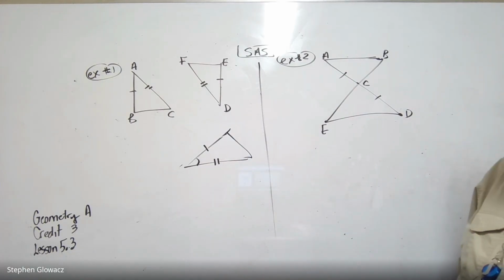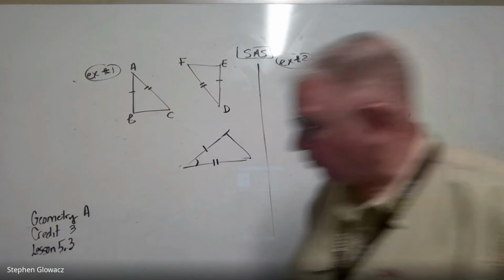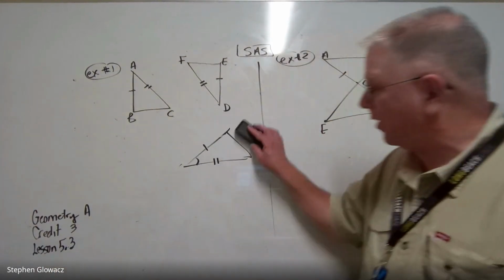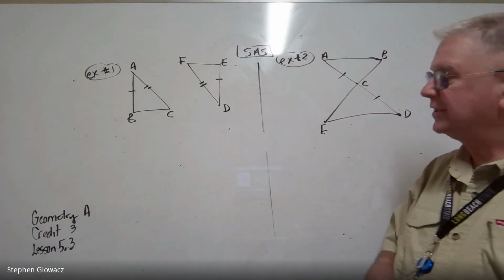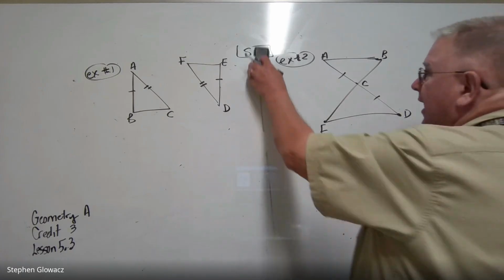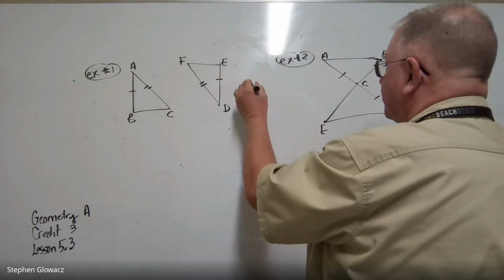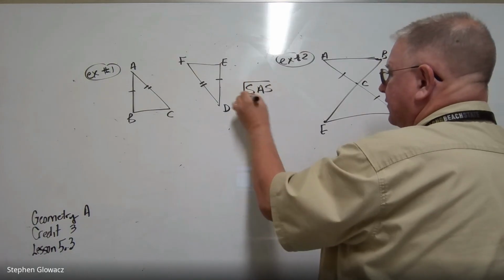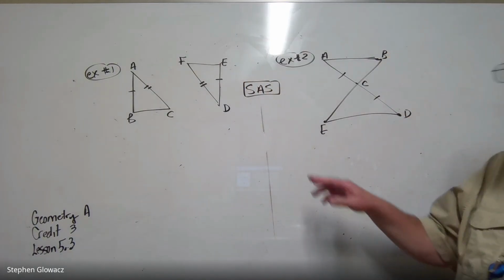All right, let's take a look at our examples first of all, for number one. And the question is what additional information would we need to prove the triangles congruent by our new congruence theorem, side angle side? We'll write it down here. Hopefully that's a little bit more clear.